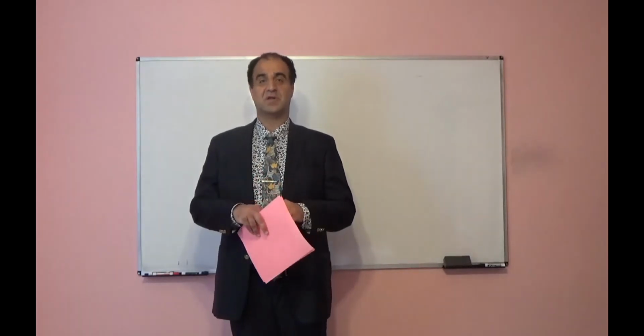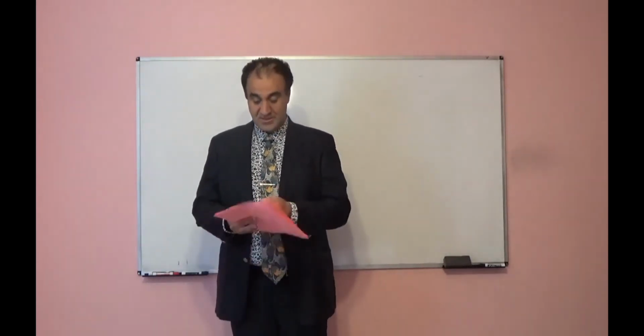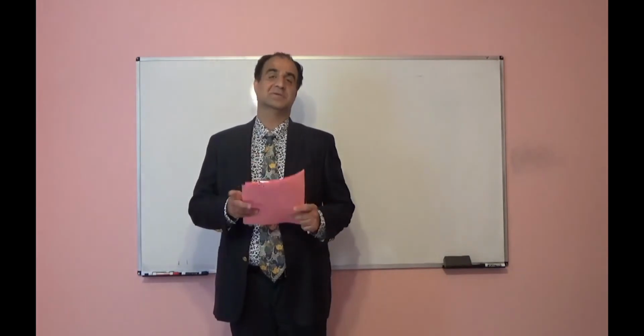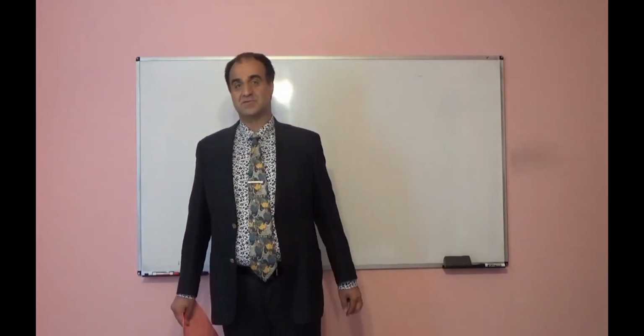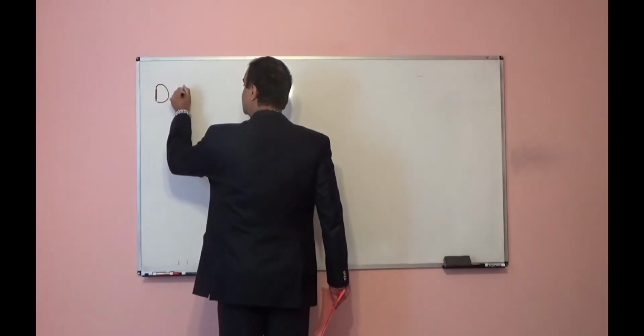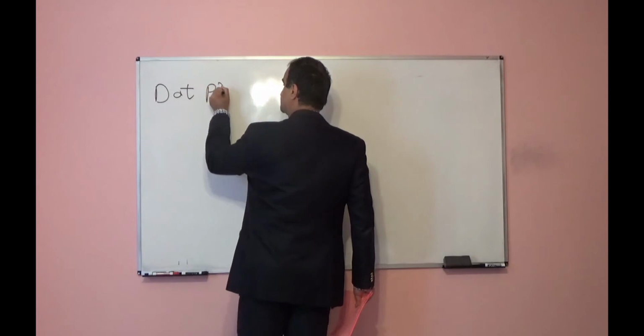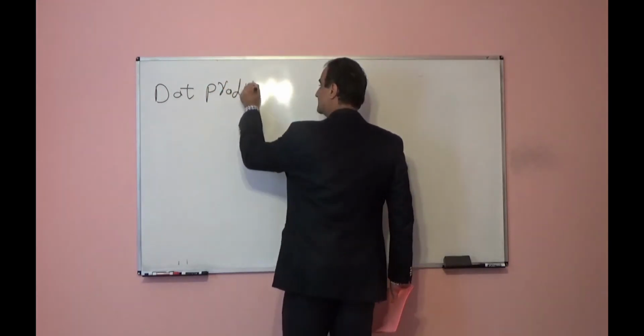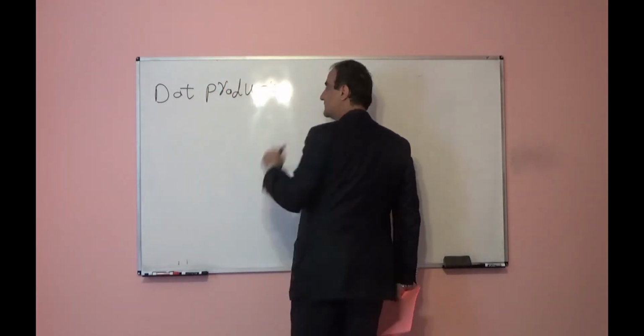Today I will talk about dot product and cross product. There are two different methods we can multiply two vectors together. One of them is the dot product, another is the cross product. Let's first look at the dot product.